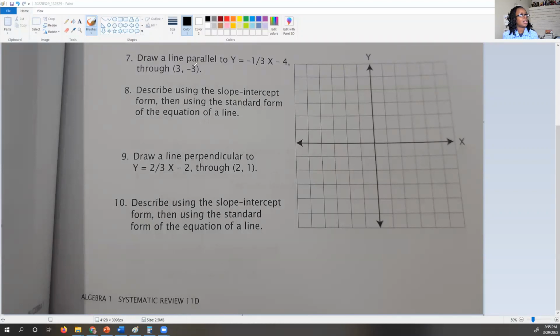Let me go ahead and highlight that. You want a line that is parallel to y equals negative 1/3 x minus 4, and you want it to go through the point 3, comma, negative 3. Now, there are a few things to notice with number 7, okay?